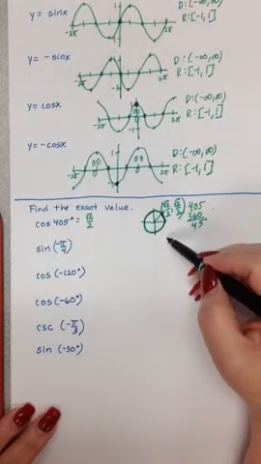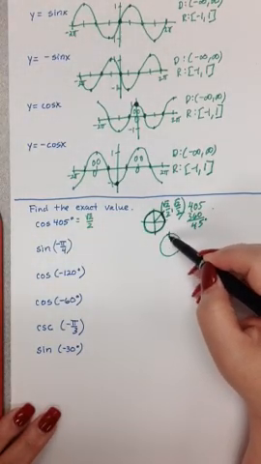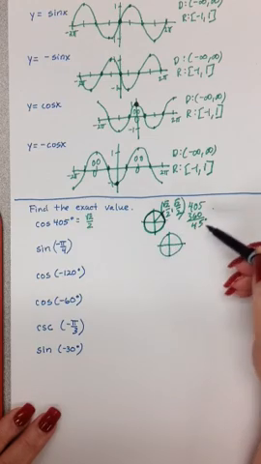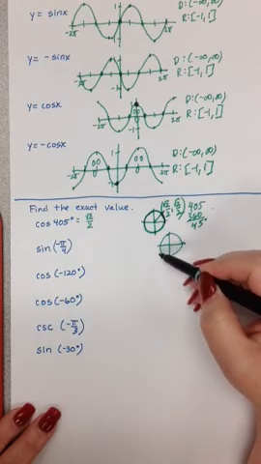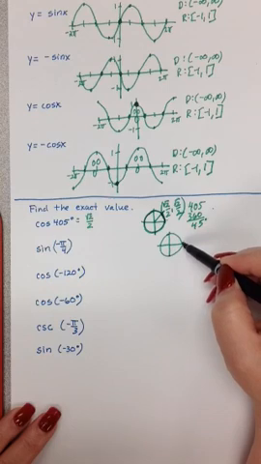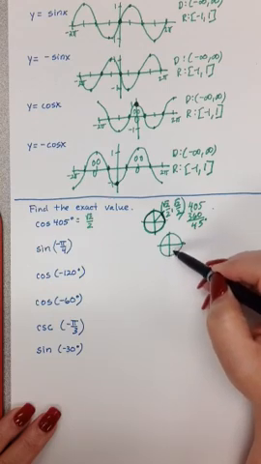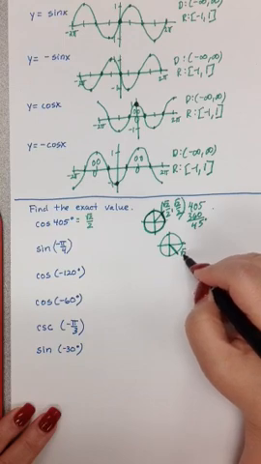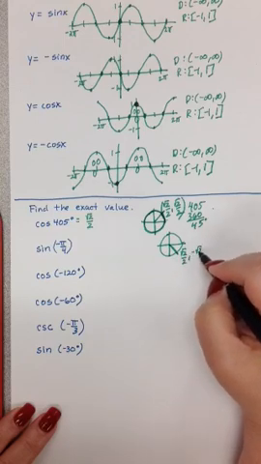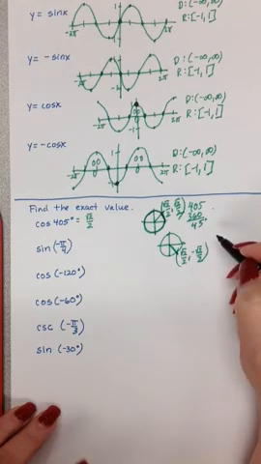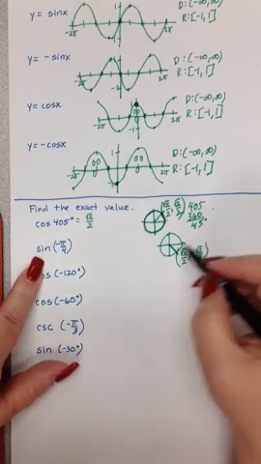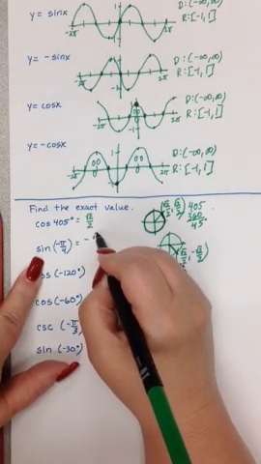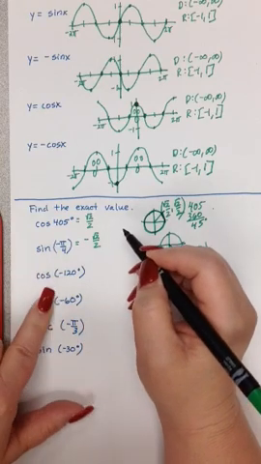Next question says, what's the sine of negative pi over 4? If they give you a negative angle, instead of going counterclockwise, you go clockwise, so you go downhill first. So negative pi over 4 would be right here, and the coordinate there is square root of 2 over 2, negative square root of 2 over 2. Sine is y, and so the answer will be negative square root of 2 over 2.